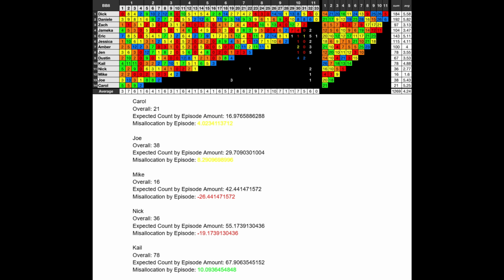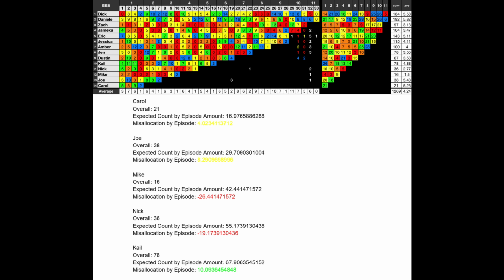So Carol has 21 episodes in the short amount of time she was on the season, and the expected count by episode amount for her is 16.97. So this gives her a misallocation by 4 episodes, which is a good range. So if you are in between 10 over and 10 under, when it comes to the misallocation, you have a fairly balanced confessional distribution count.